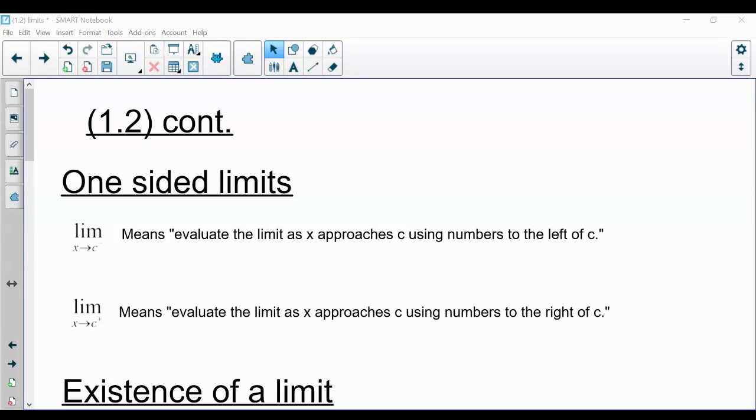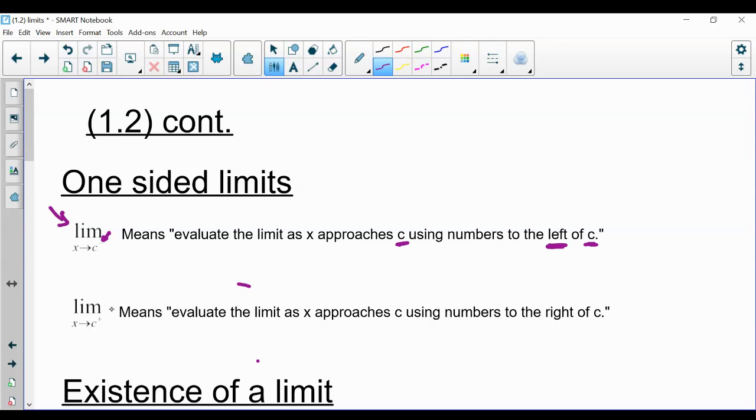Well, the first thing I want to talk about are one-sided limits. In limits, because we're approaching an x value, I could actually approach that x value from the left side of the value or from the right side. Now, in this notation right here, if I have the limit as x approaches c, and then you see a little minus sign here, this means that you are approaching the value of c from the left side of c, or using numbers to the left of c.